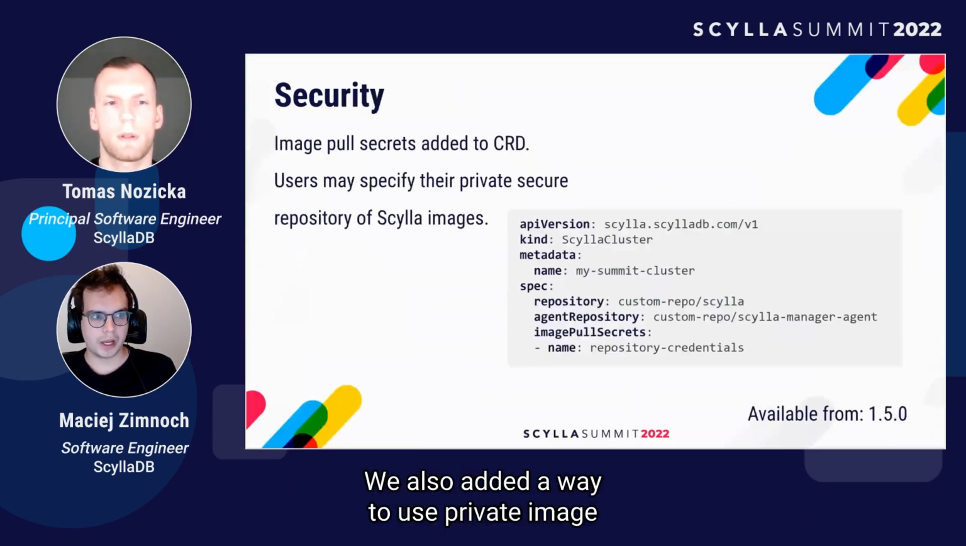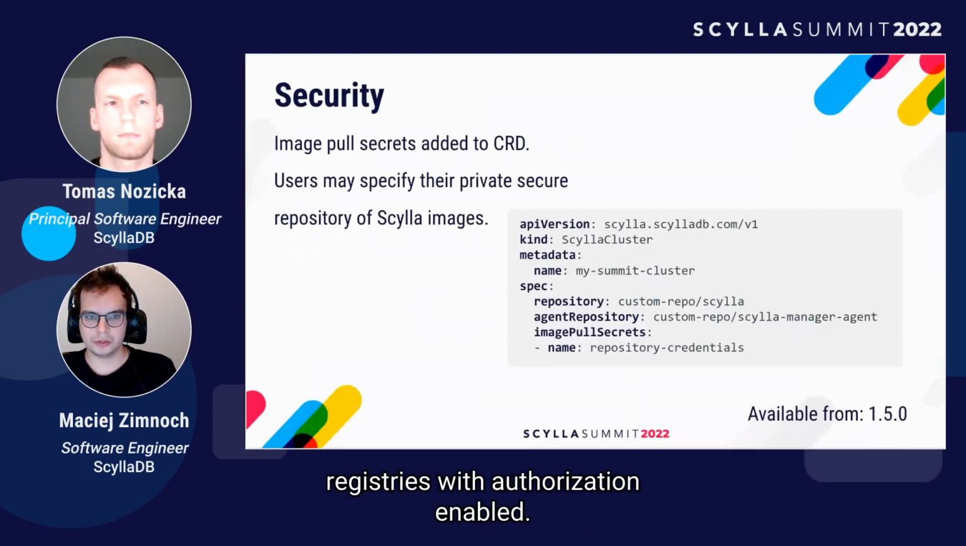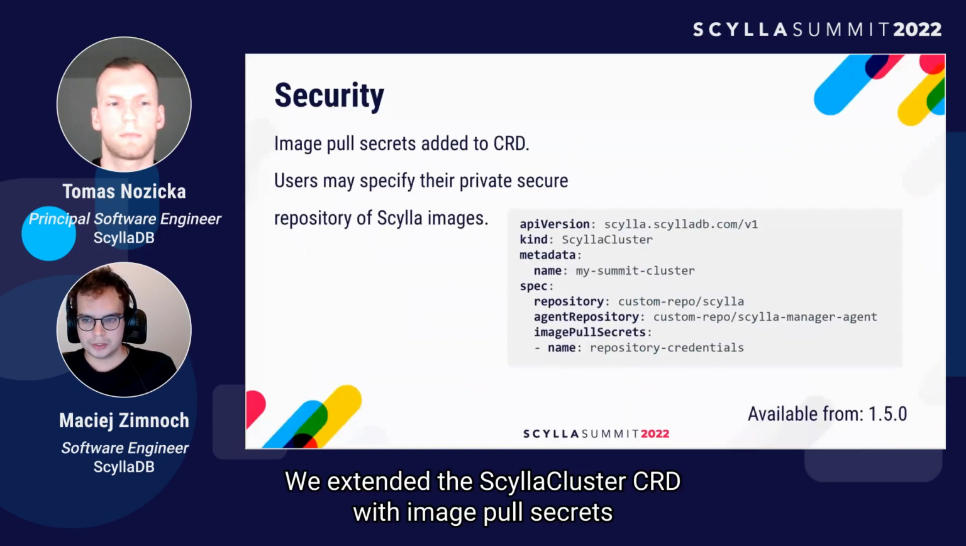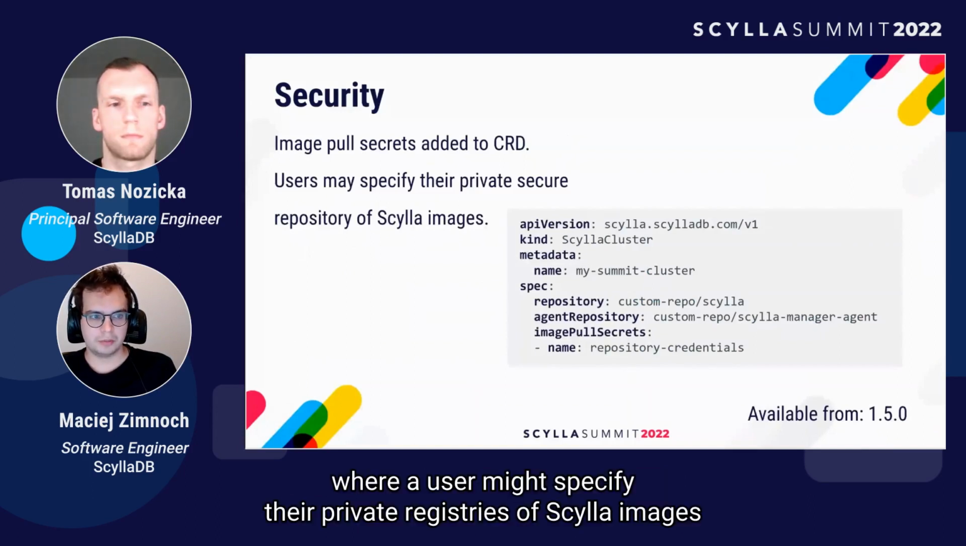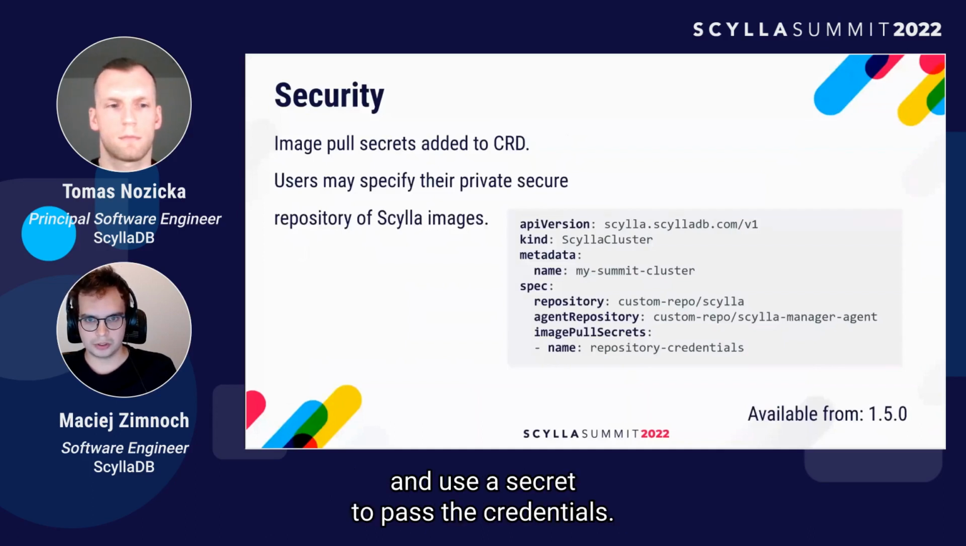We also added a way to use private image registries with authorization enabled. We extended the Scylla cluster CRD with image pull secrets, where users may specify their private registries of Scylla images and use a secret to pass the credentials.